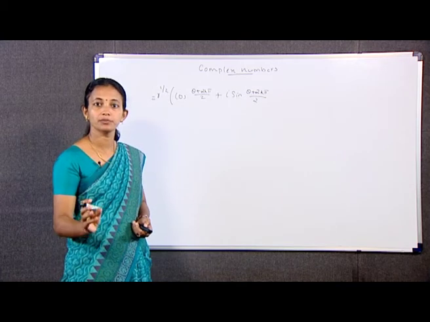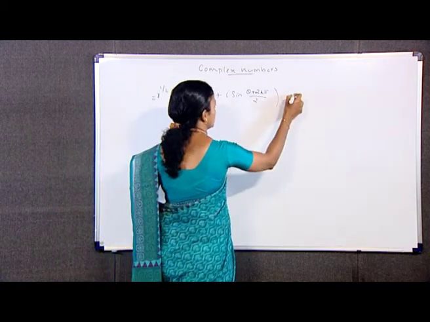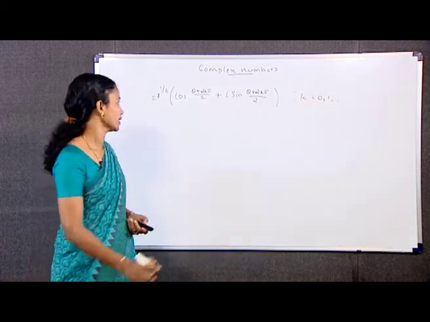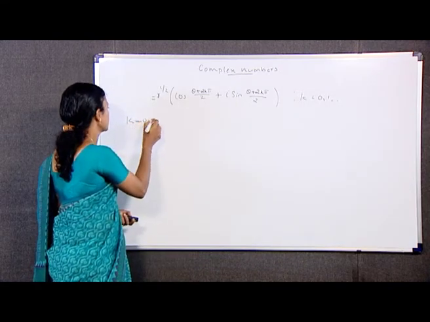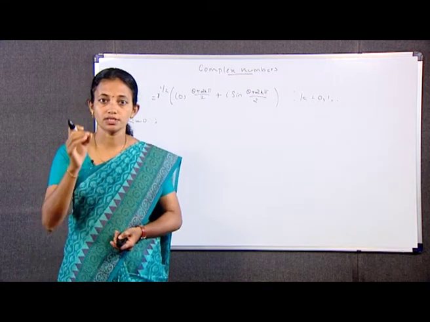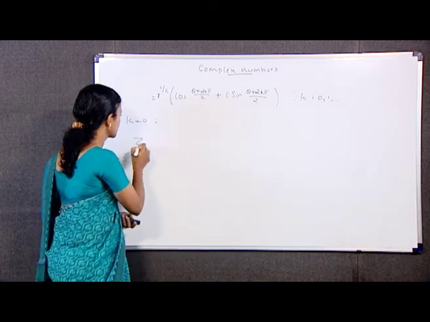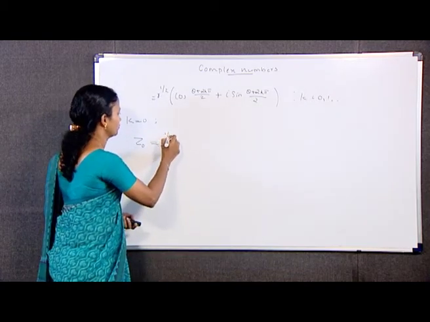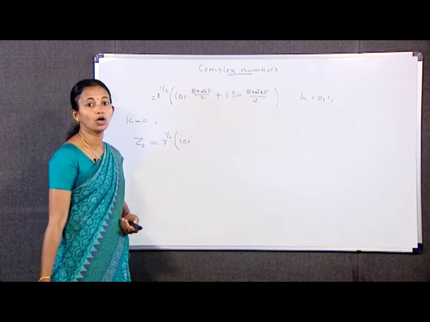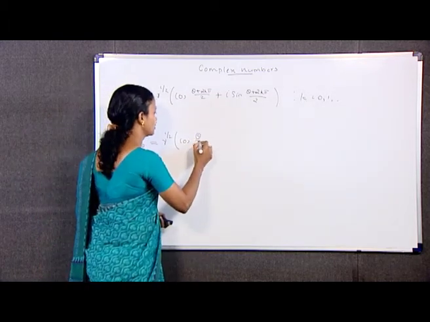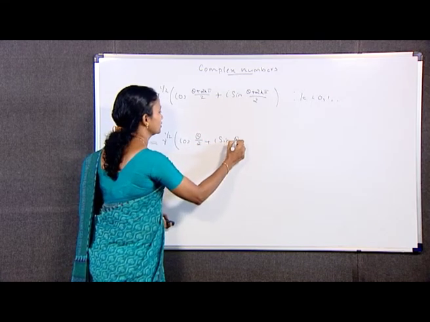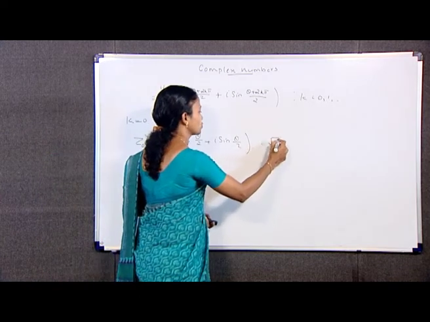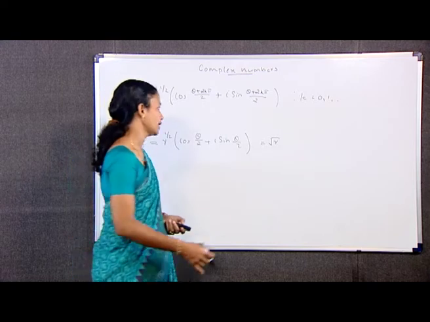Of course, this k varies over 0, 1. So, when k is equal to 0, we have z0 = r^(1/2)[cos(θ/2) + i sin(θ/2)], which we can write as square root of r times e^(iθ/2).